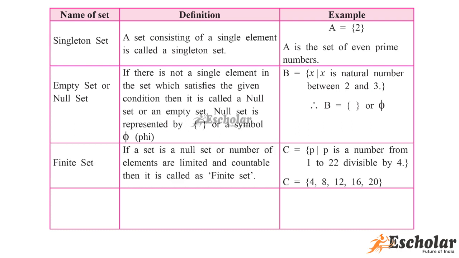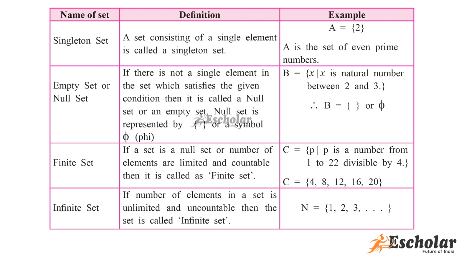Third, finite set. If a set is a null set or the number of elements is limited and countable, then it is called a finite set. C is equal to {P such that P is a number from 1 to 22 divisible by 4}. C is equal to {4, 8, 12, 16, 20}.